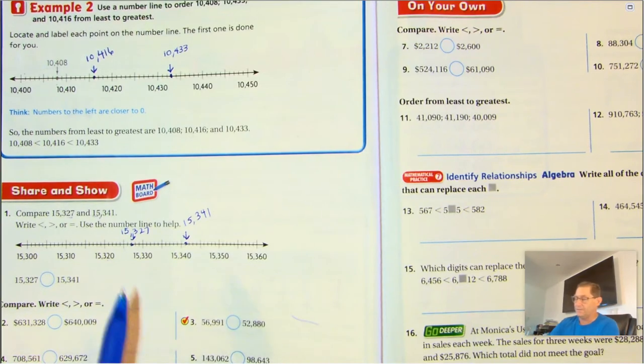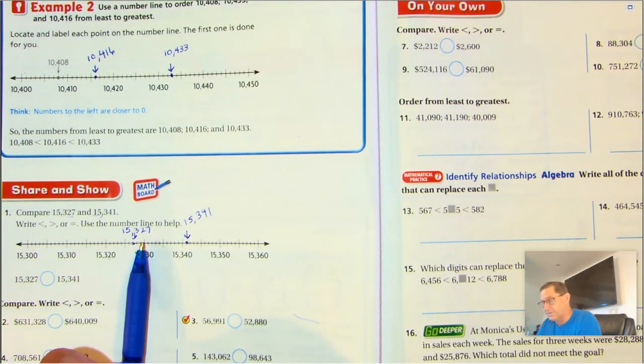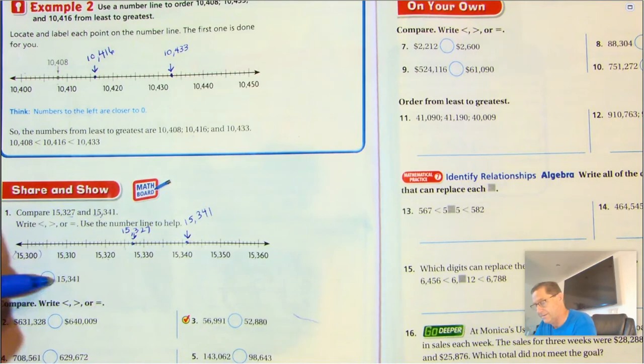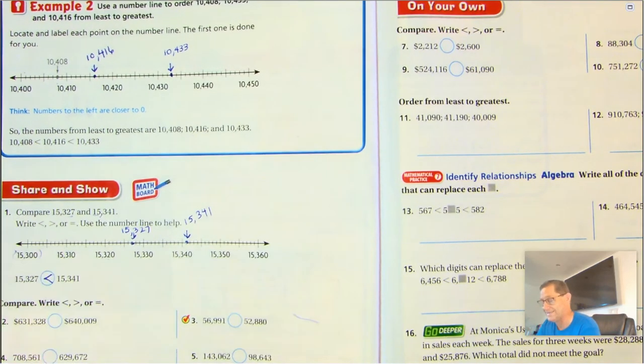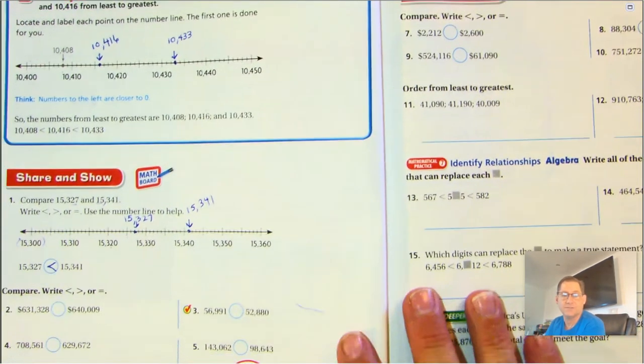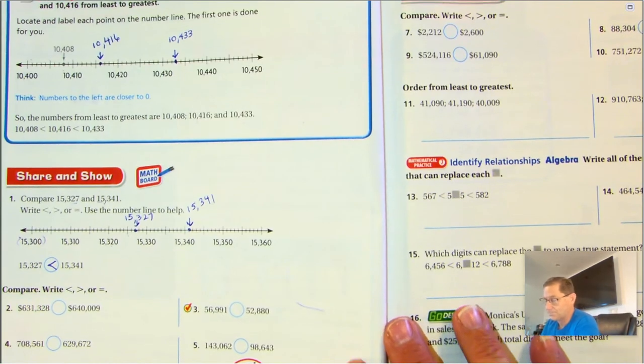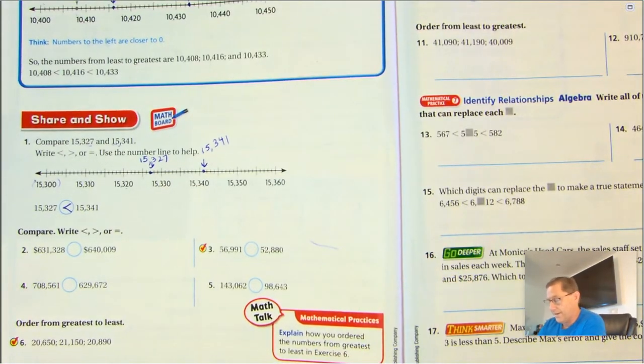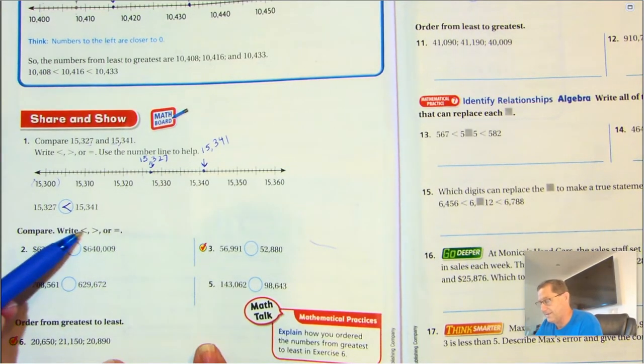And so we know that the numbers to the left are closer to 0. So this is our smallest value on our number line. So 15,327 is smaller or less than 15,341. So let's continue. And we're going to compare, writing less than, greater than, or equal for these numbers.